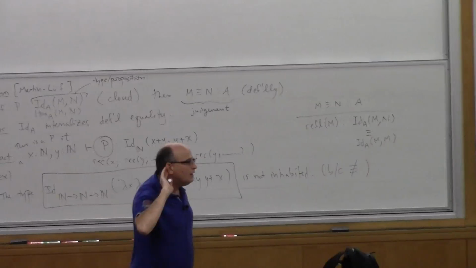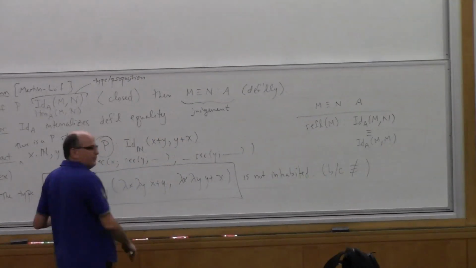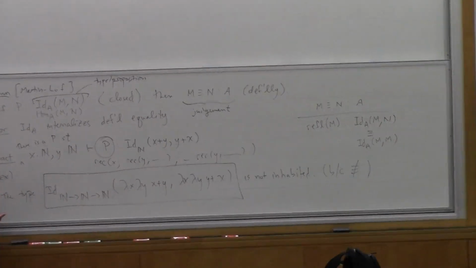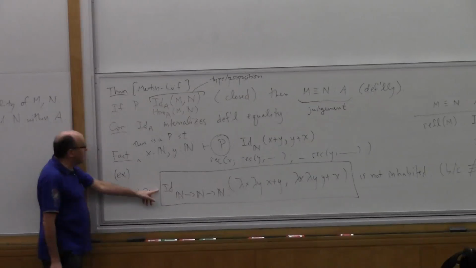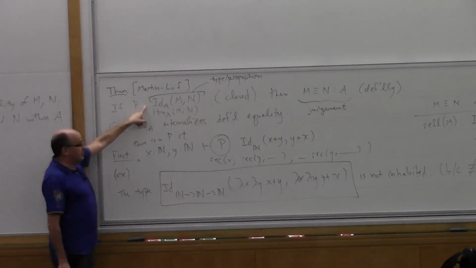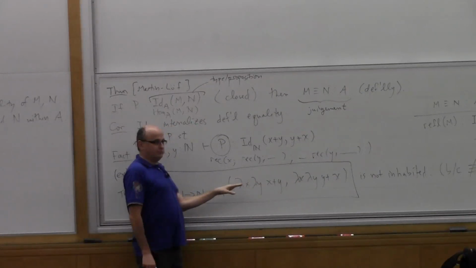But dependent type theory does not refute this either. Oh, it doesn't refute it. No, it's just not inhabited. I'm telling you it's not inhabited as a meta-theoretic statement. You will not be able to find a proof of that statement. Why? Because if you were able to find a proof of this statement, then by Martin-Löf's theorem, they would be definitionally equal. And these are not definitionally equal.